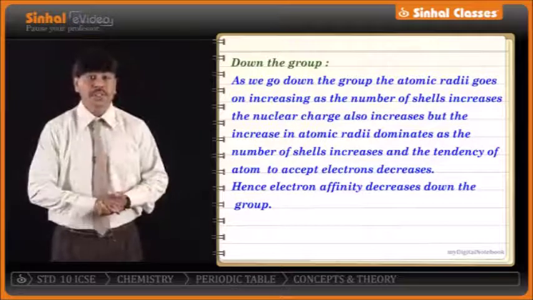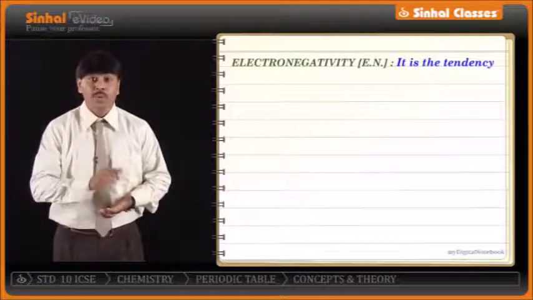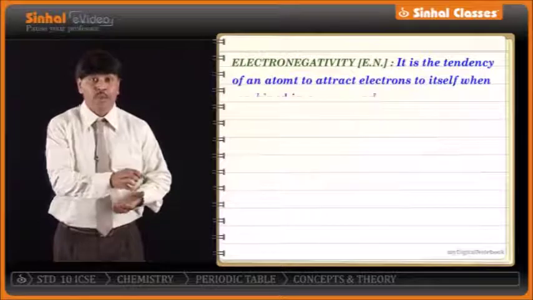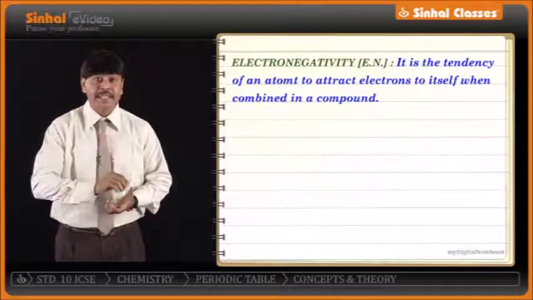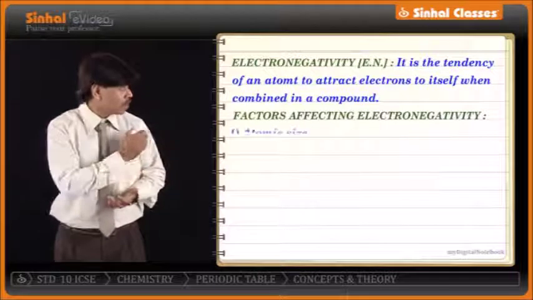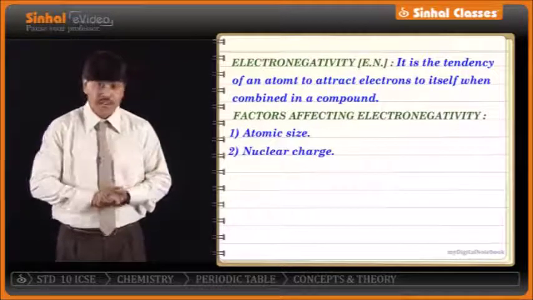The next property which we are going to take is electronegativity. What is electronegativity? It is the tendency of an atom to attract the electron towards itself. It is affected by two factors: first, atomic size; second, nuclear charge.